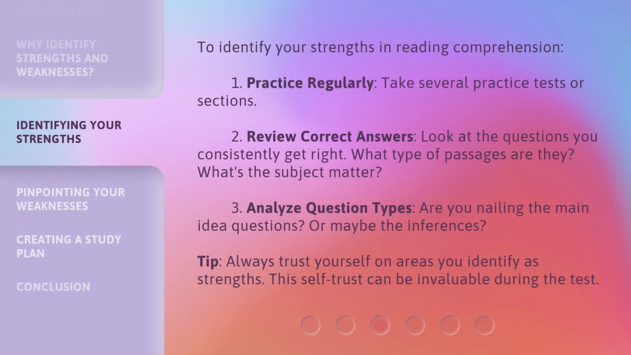To identify your strengths in reading comprehension. 1. Practice regularly. Take several practice tests or sections. 2. Review correct answers. Look at the questions you consistently get right. What type of passages are they? What's the subject matter? 3. Analyze question types. Are you nailing the main idea questions? Or maybe the inferences? Tip: Always trust yourself on areas you identify as strengths. This self-trust can be invaluable during the test.